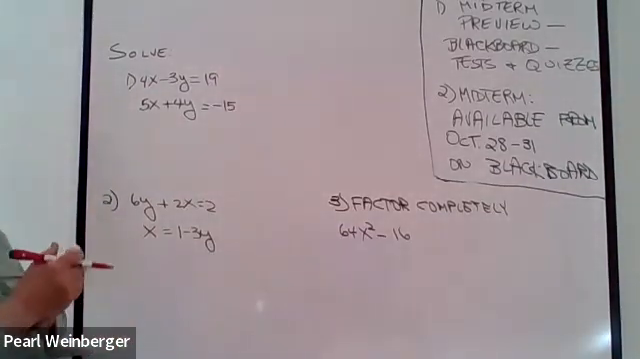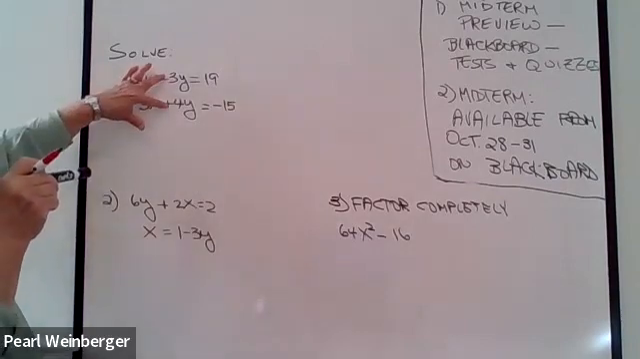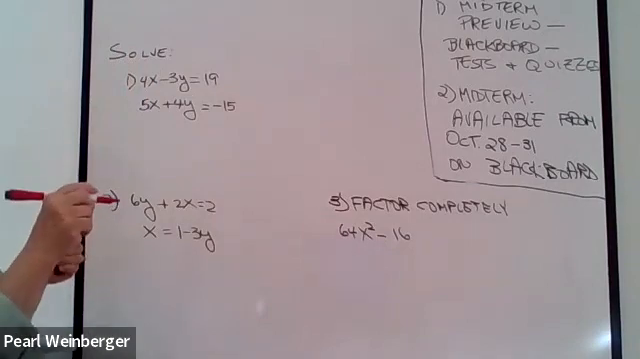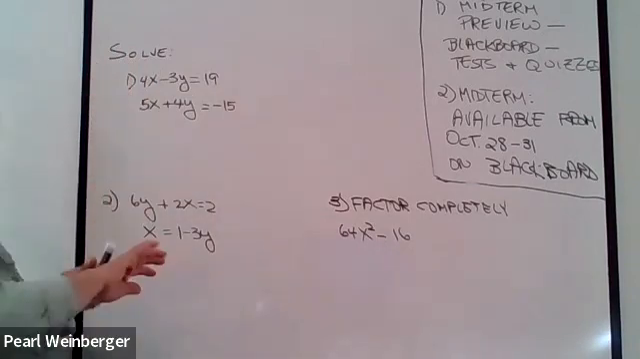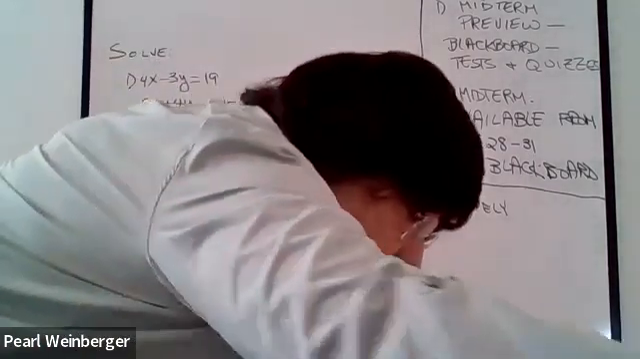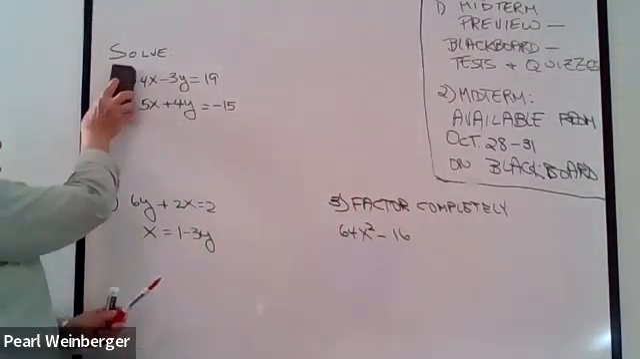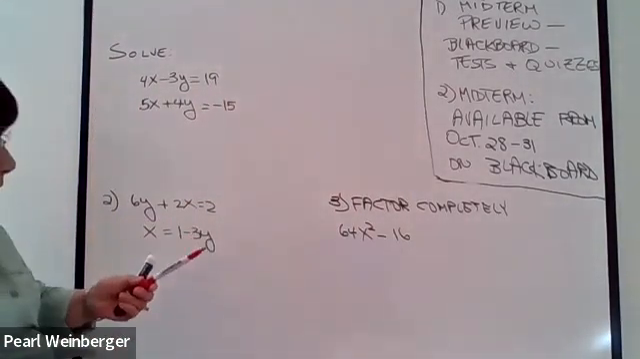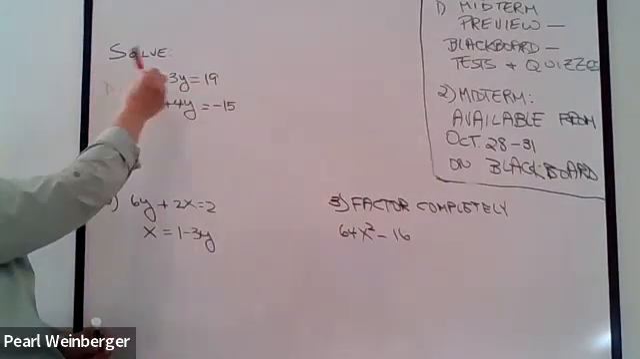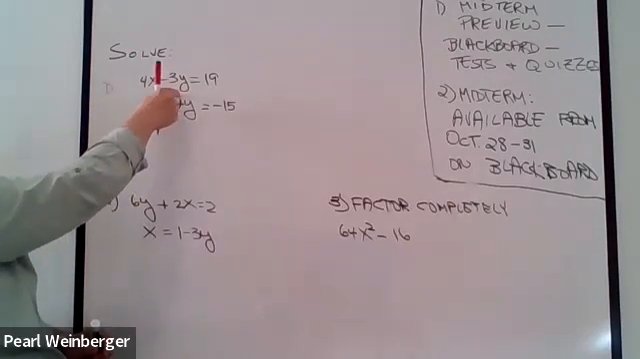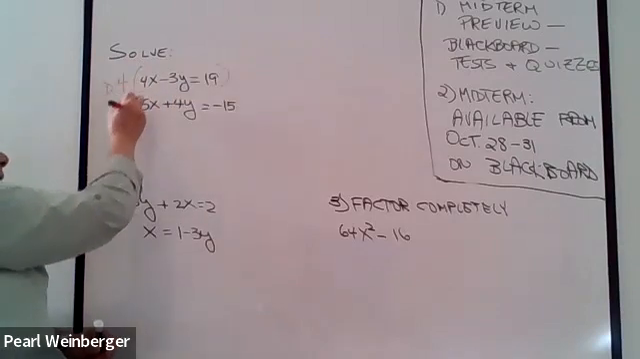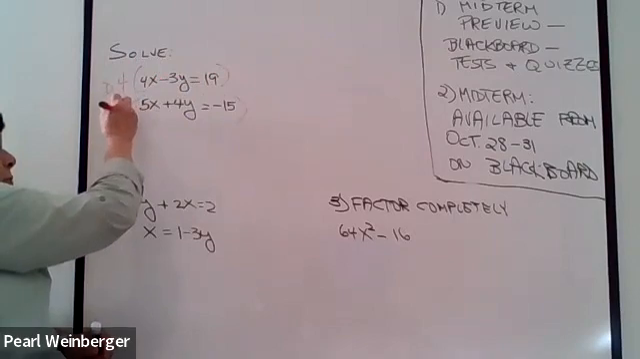Okay, since I have no suggestions, I'm going to decide I want to get rid of the y's, and it doesn't matter which I decide. But if I want to get rid of the y's, then I'm going to have to remember to multiply by the opposite coefficient. So the top one I'm going to multiply by 4. And the bottom one I'm going to multiply by the 3.